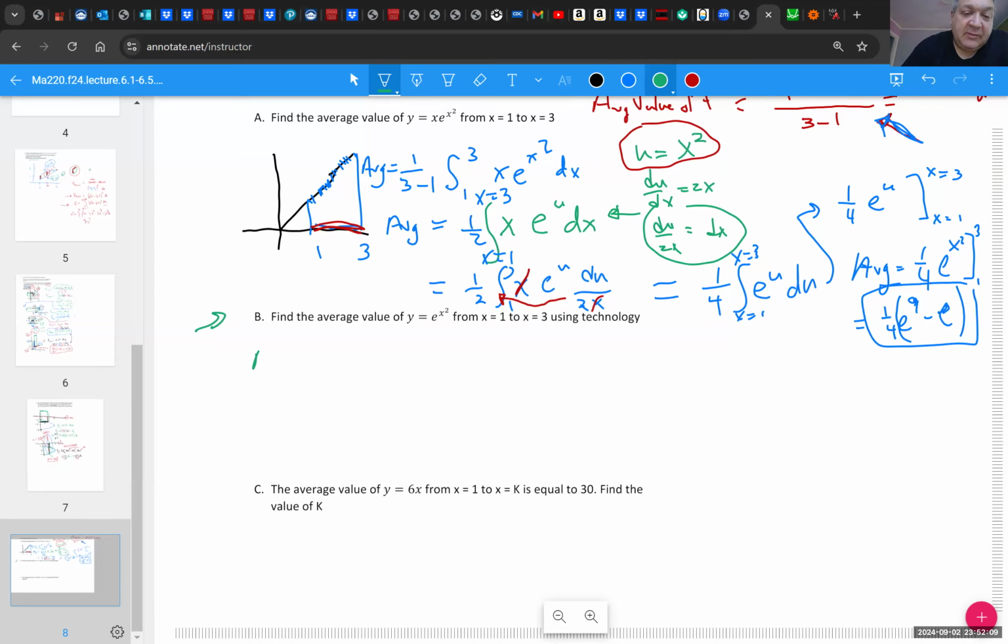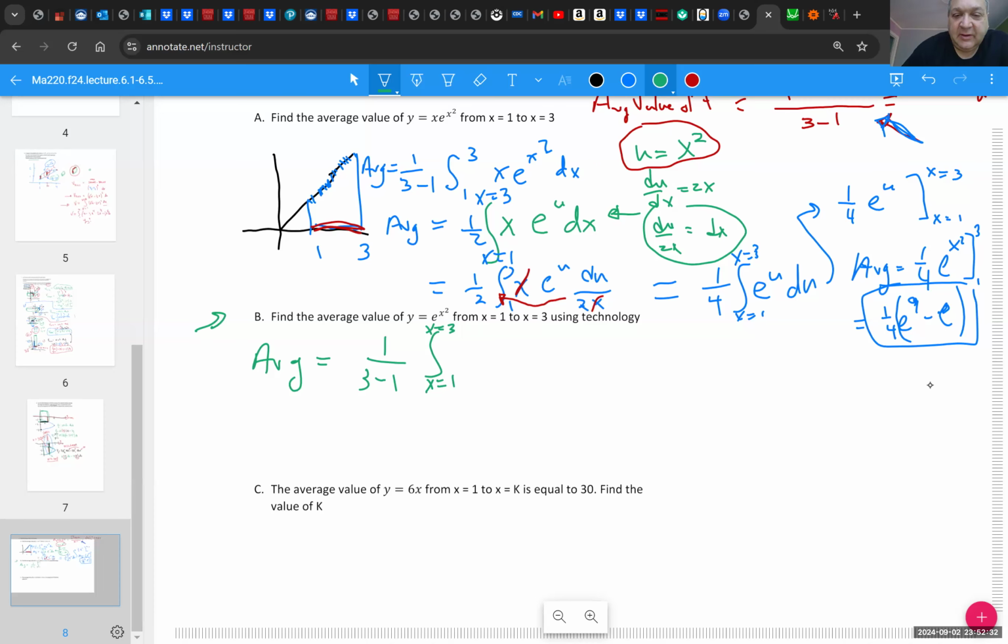We know how to do that. The average value is equal to 1 over b minus a. It's still 3. I still use the 1 and the 3. I changed the function a little bit. Instead of x e to the x squared, I just simplified it to make it just e to the x squared. So we're going to do the integral from 1 to 3. These are x values, of course.